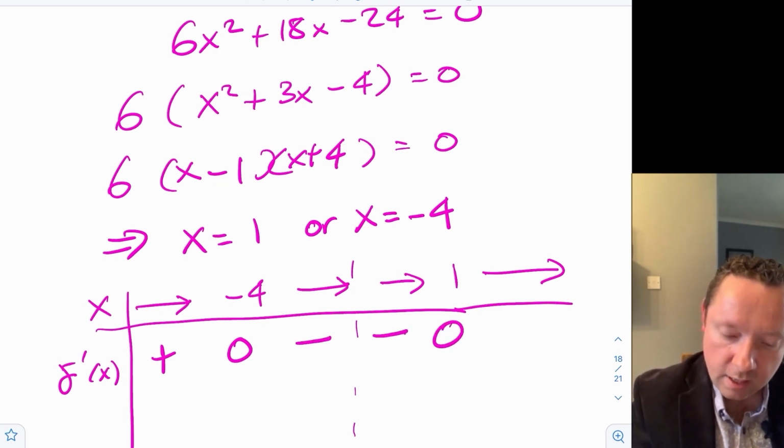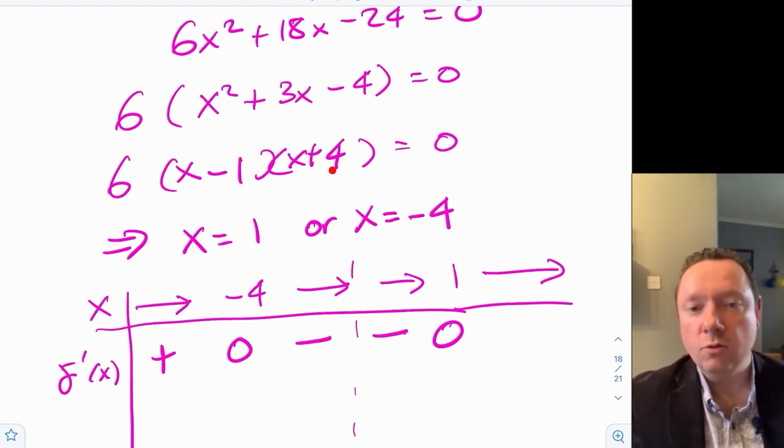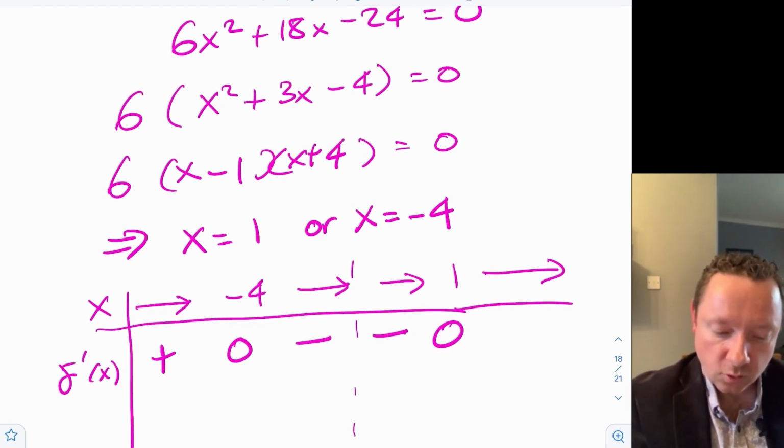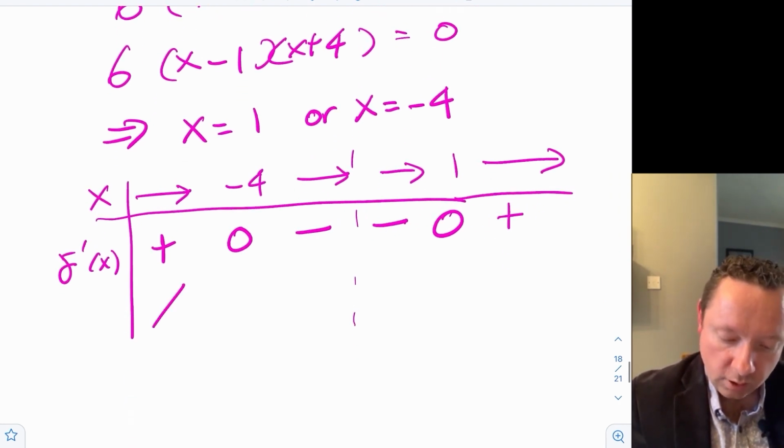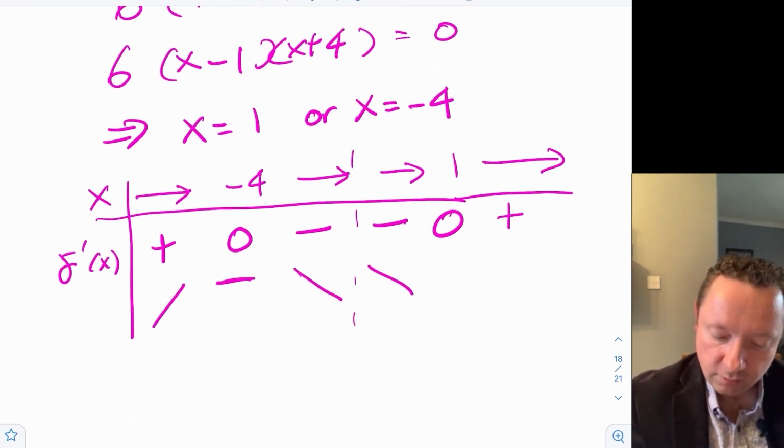It's 0 there. And then a positive number like 2. 2 minus 1 is 1. 2 plus 4 is 6. Positive times a positive is a positive. So it's increasing before minus 4. And then it's a turning point, and then it's decreasing. Still decreasing, of course.